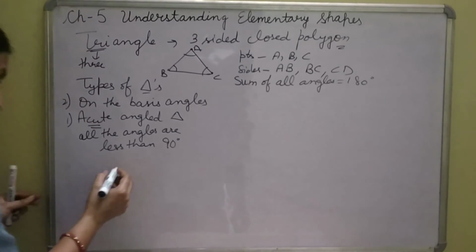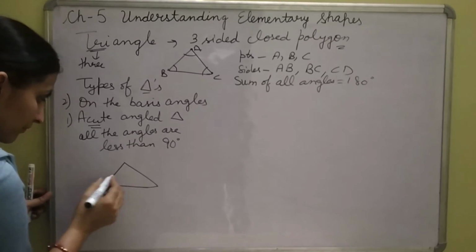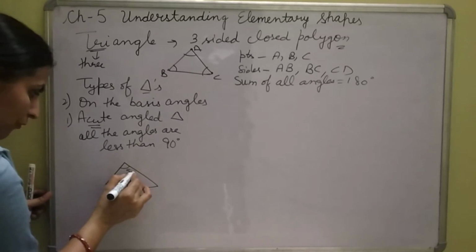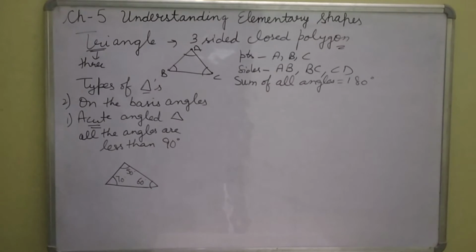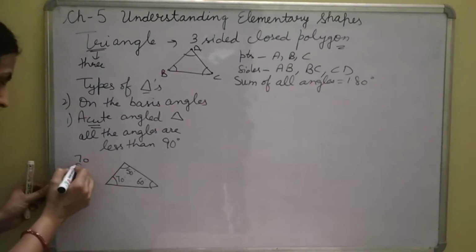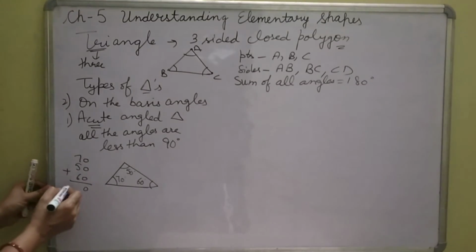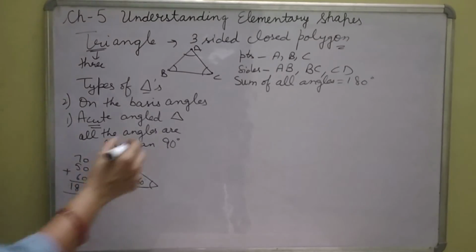Let's take an example. If this angle is of 70 degree, this angle is of 50 degree, this angle is of 60 degree. Now before that you have to check that sum of the angles is 180 or not. So 70 plus 50 plus 60. 7 and 5, 12. 12 and 6, 18. So yes, it is right. This is acute angled triangle.